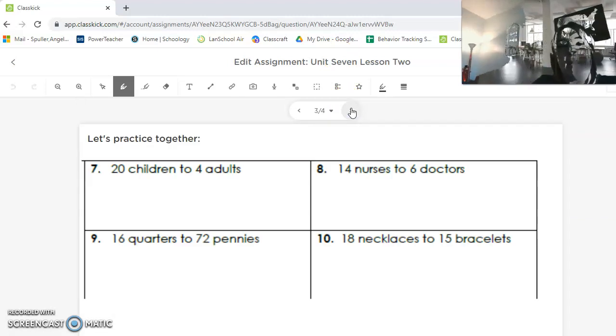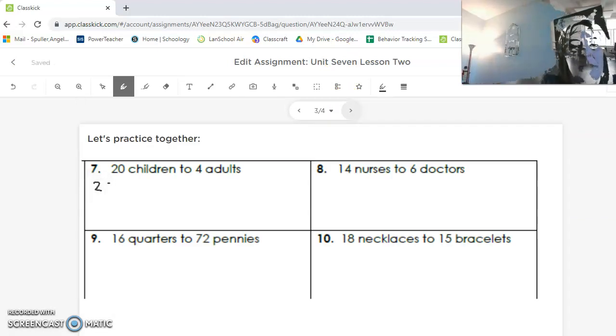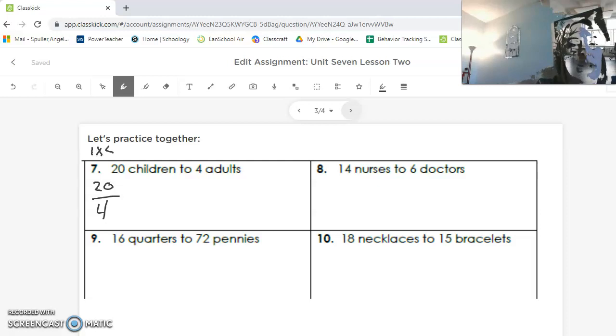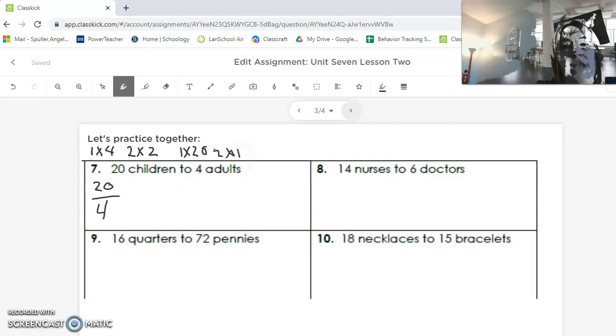All right, so let's practice these together. 20 over 4. I like to put them in fraction form. Don't have to, but since we have gotten so used to simplifying fractions, it's a great way to put it. So what are the factors for 4? Well, 1 times 4, right? And 2 times 2. I almost forgot that one. What are the factors for 20? 1 times 20, 2 times 10, 4 times 5.